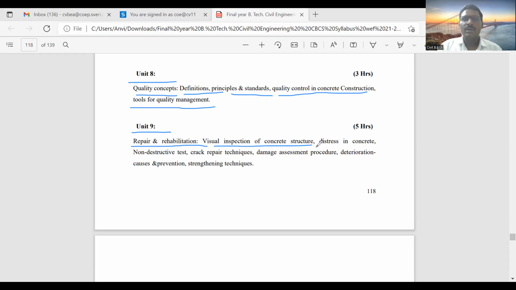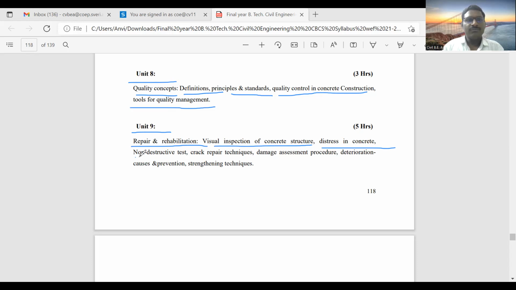What type of damage occurs to the concrete? There may be cracks, there may be water saturated areas, or there may be exposure of steel in an RCC slab. Likewise, we will see visual inspection in this unit. After visual inspection, distress in concrete. You have seen cracks in structures.